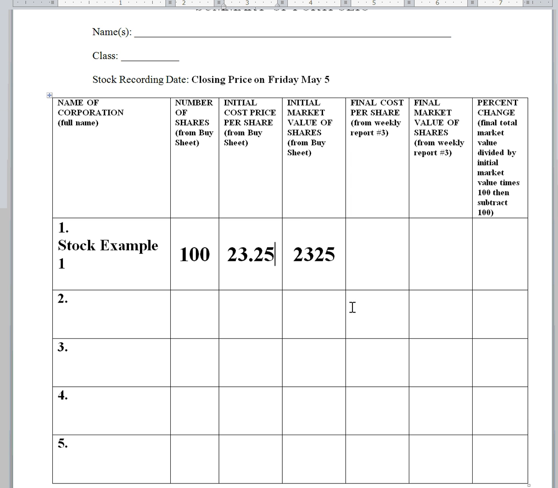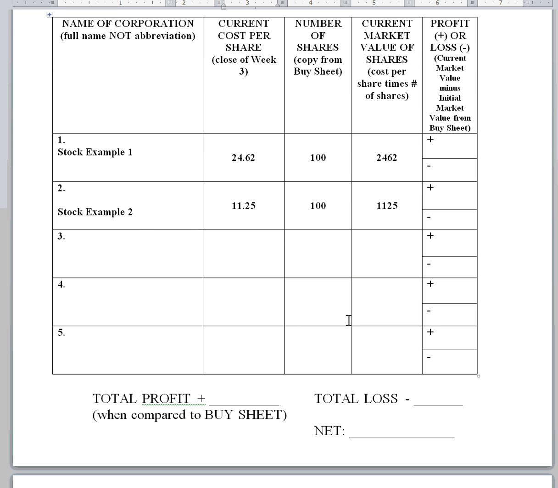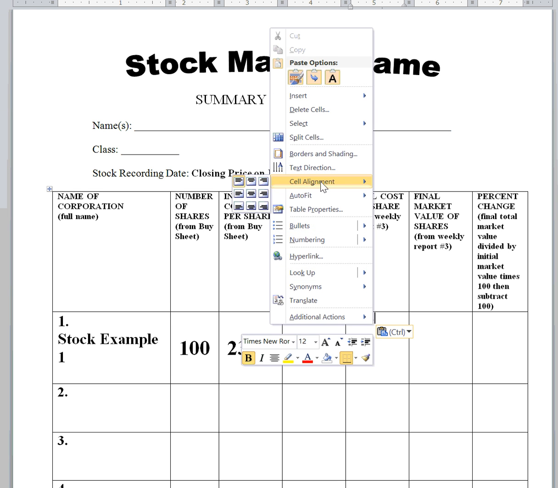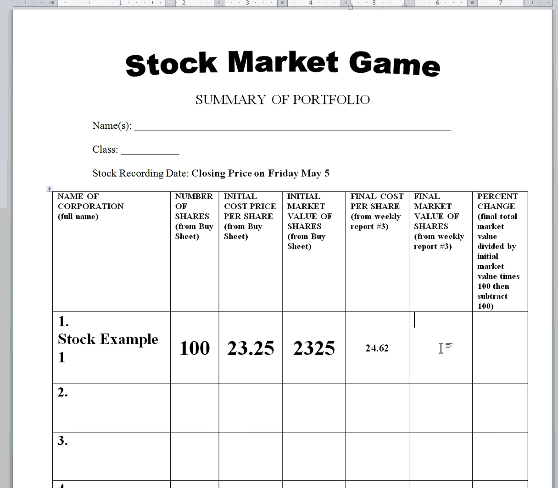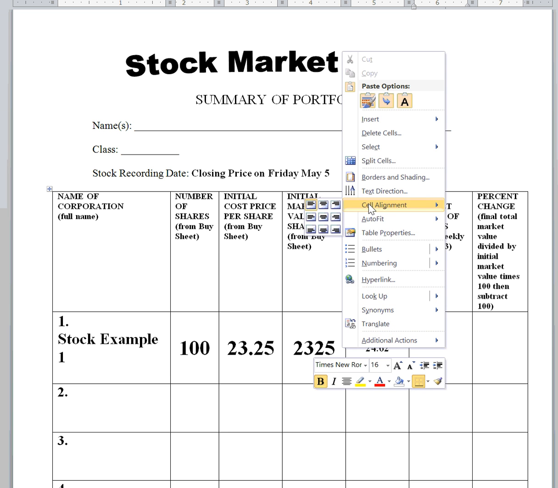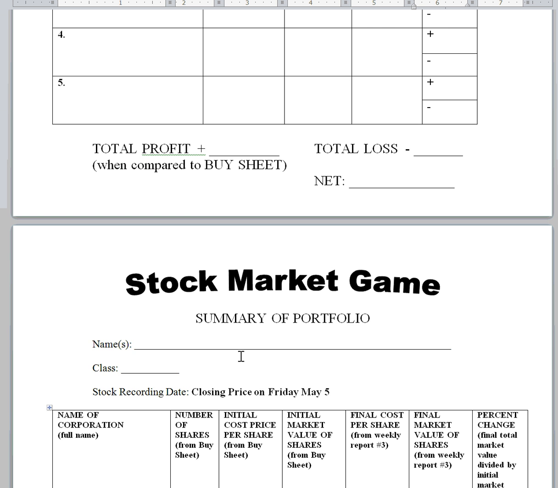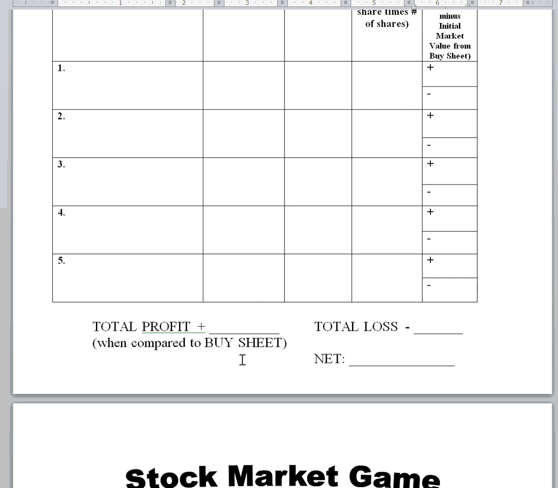Then I'm going to go to my weekly report 3. And I'm going to see that, oh, that one is now at 24.62. So I'm going to copy 24.62 into my summary report. And then that's worth 2,462. So I'm going to do that for my stock example. I also have a second one. So I'm going to do that for my second one.